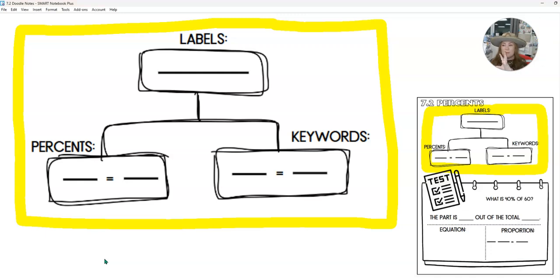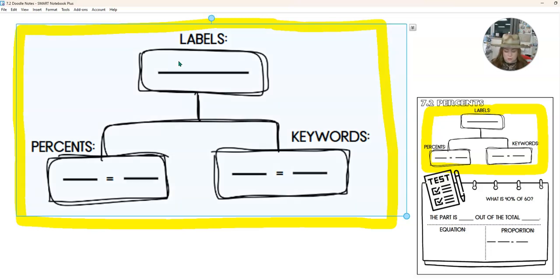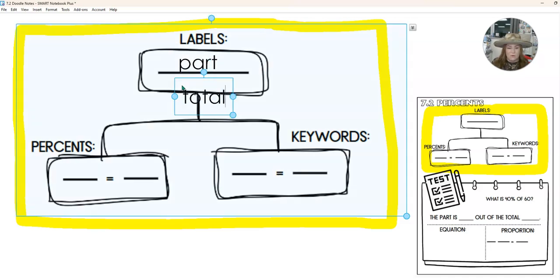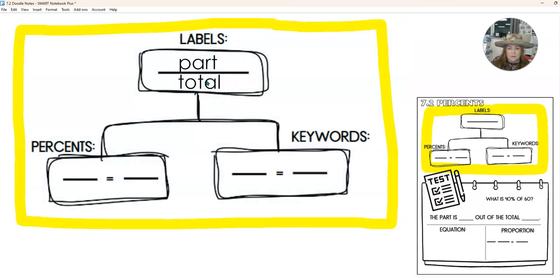Now that we know that percent is always out of 100, we need to understand what some of the other key words might be to help us set up our problem. So the labels we're going to use: we will always have a part, goodness, it won't move, that's going to be over a total. That's what a fraction is, the part out of the total. So every time we're going to be using part and total as our labels, or P and T.